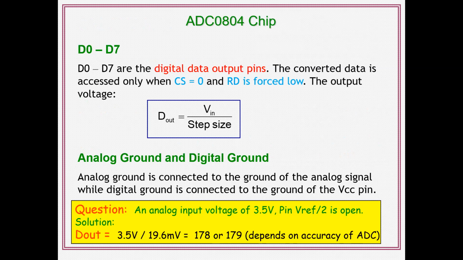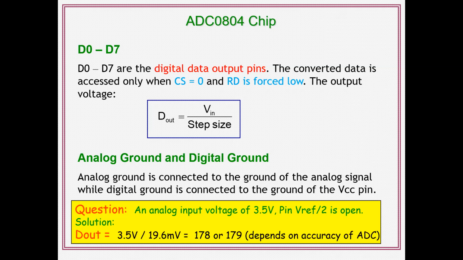D0 to D7. These are the digital data output pins. The converted data is accessed only when CS bar equals 0 and RD bar is forced to low. So the output Dout equals Vin divided by step size. The output can be calculated with the help of this formula, Vin divided by step size. And next, analog ground and digital ground signals. The analog ground is connected to the ground of the analog signal, while the digital ground is connected to the ground of the VCC pin.